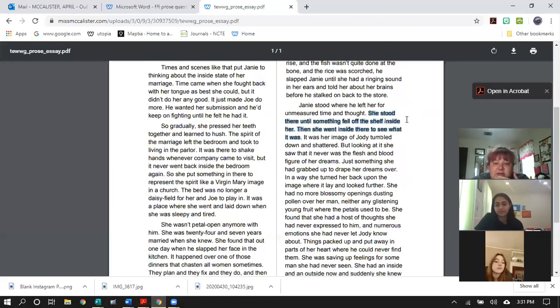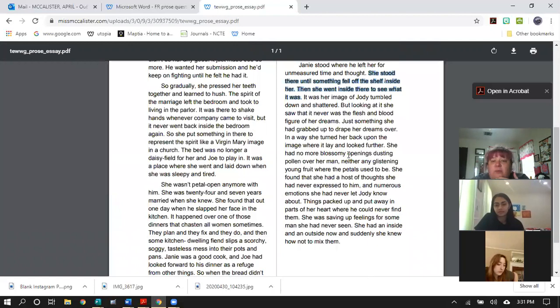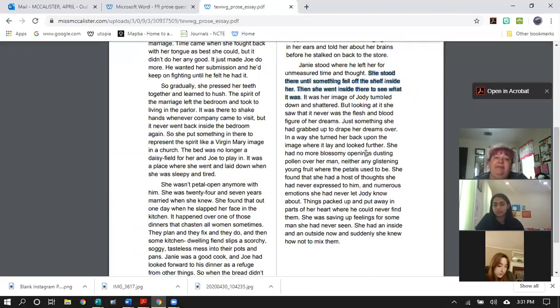And then it kind of continues on here too about she had no more blossomy openings, right? So that flower imagery is throughout. And then if you want to place it in context, you could talk about flower imagery being associated with what? Virginity, femininity, sexuality, right? And that by using the flower imagery, the author is showing us how this feminine side of Janie she's allowed to sort of close up because of the way that she's been mistreated by him.